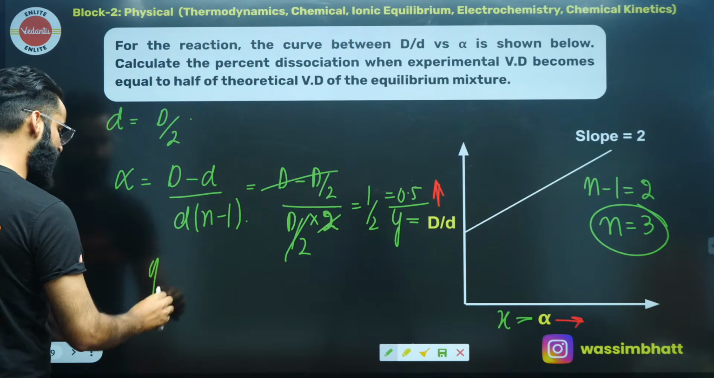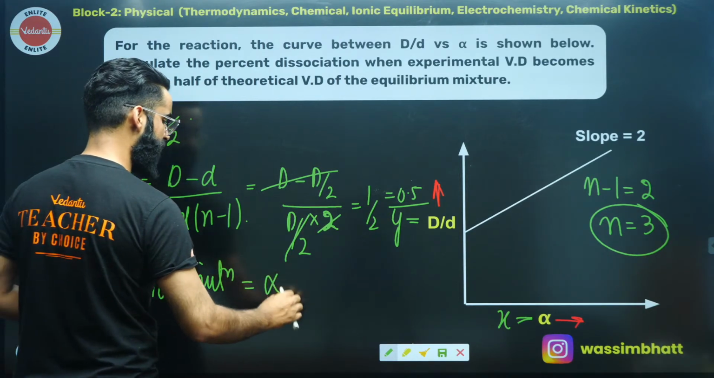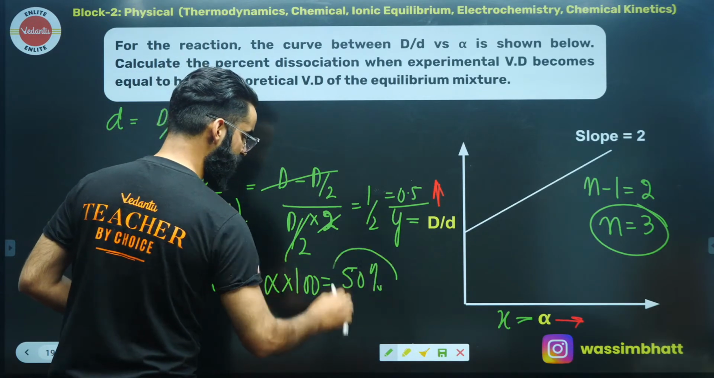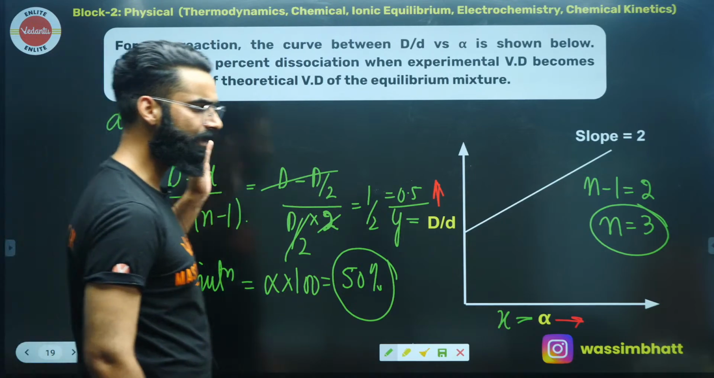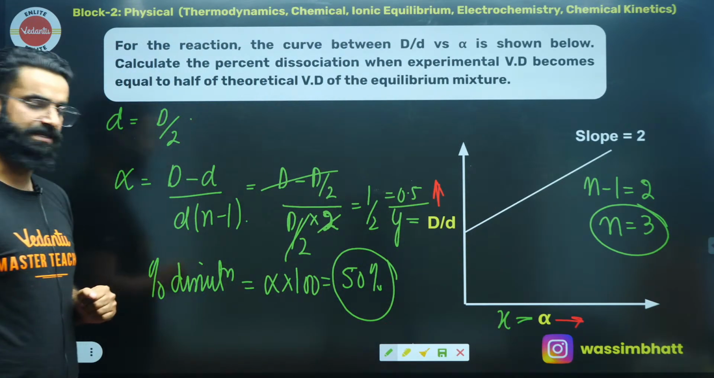If you got the value of alpha as 0.5, I can say percentage dissociation, it's nothing, it's alpha multiplied by 100. 0.5 multiplied by 100 comes out to be 50, right? So 50% of the reactant would have got converted into the product, which is something we were supposed to calculate, right? Is it clear to everyone?